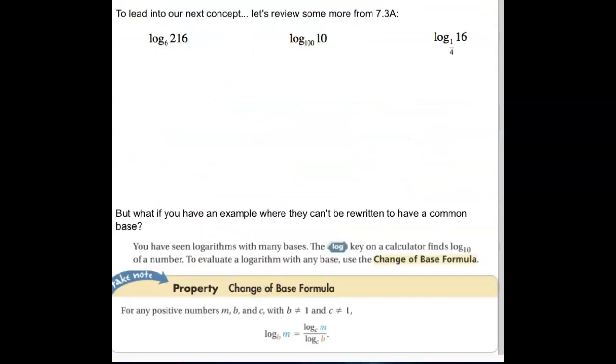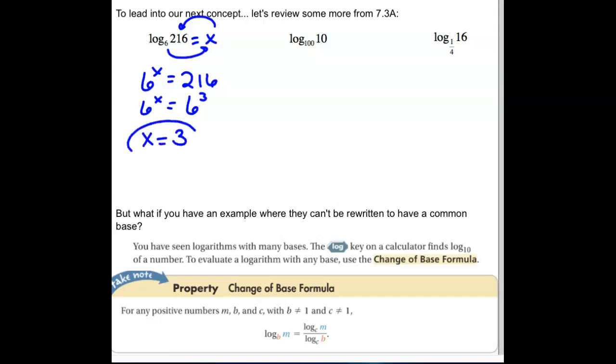All right, to lead into our next concept, let's review some of the things we did in section 7.3a. We talked about doing that little loop. So 6 to what power gets us 216? If you look at your power chart, 216 is a power of 6. It is 6 to the 3rd power. So 6 to what power gets us 6 cubed? Our unknown power would have to be a 3.